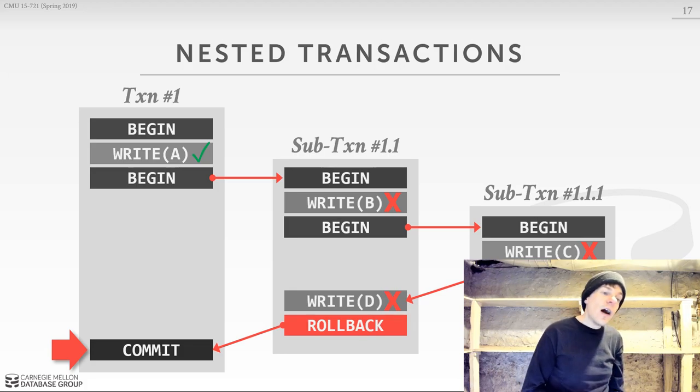So again, not all systems support save points, and not all systems support nested transactions. At least as of MySQL 5.7, they supported nested transactions. Postgres doesn't actually support nested transactions. Different data systems have different things. And again, semantically, they're essentially the same thing.